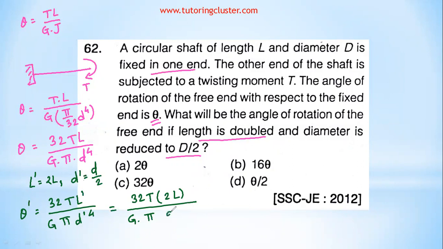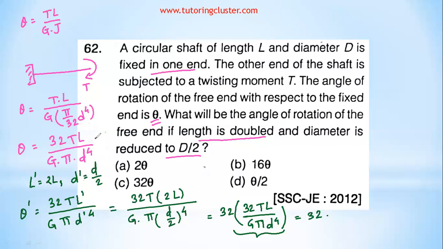What will be d dash? D dash is d upon 2, to the power 4, right? So if you solve this, what you will get? See, 2 to the power 4 is 32, right? So you will get 32 in bracket 32 TL upon G pi d to the power 4, which is equal to 32 into, what is this value? This is nothing but theta. So the correct answer will be C.